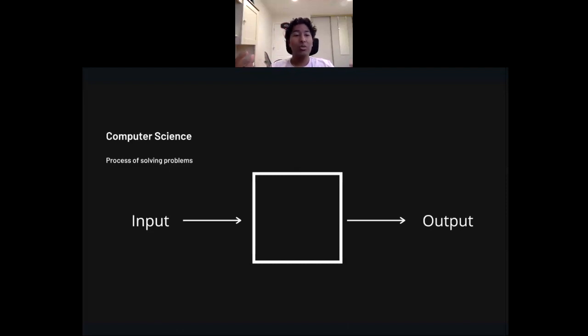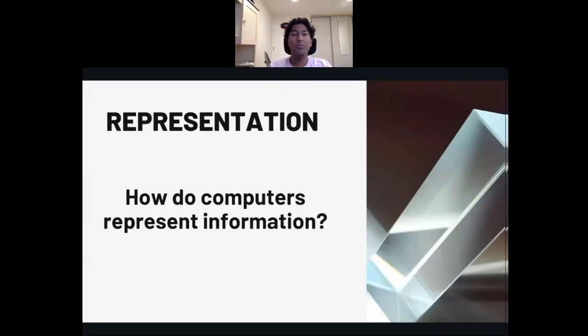So relating that to the actual field of computer science would be the actual process of solving these problems. So it would be the black box in the middle, where the computer takes in input from users and other fields, and it uses computer science, logic, and other things, which is this black box for now, to produce an output. Before we actually talk about this black box, we first need to talk about representation.